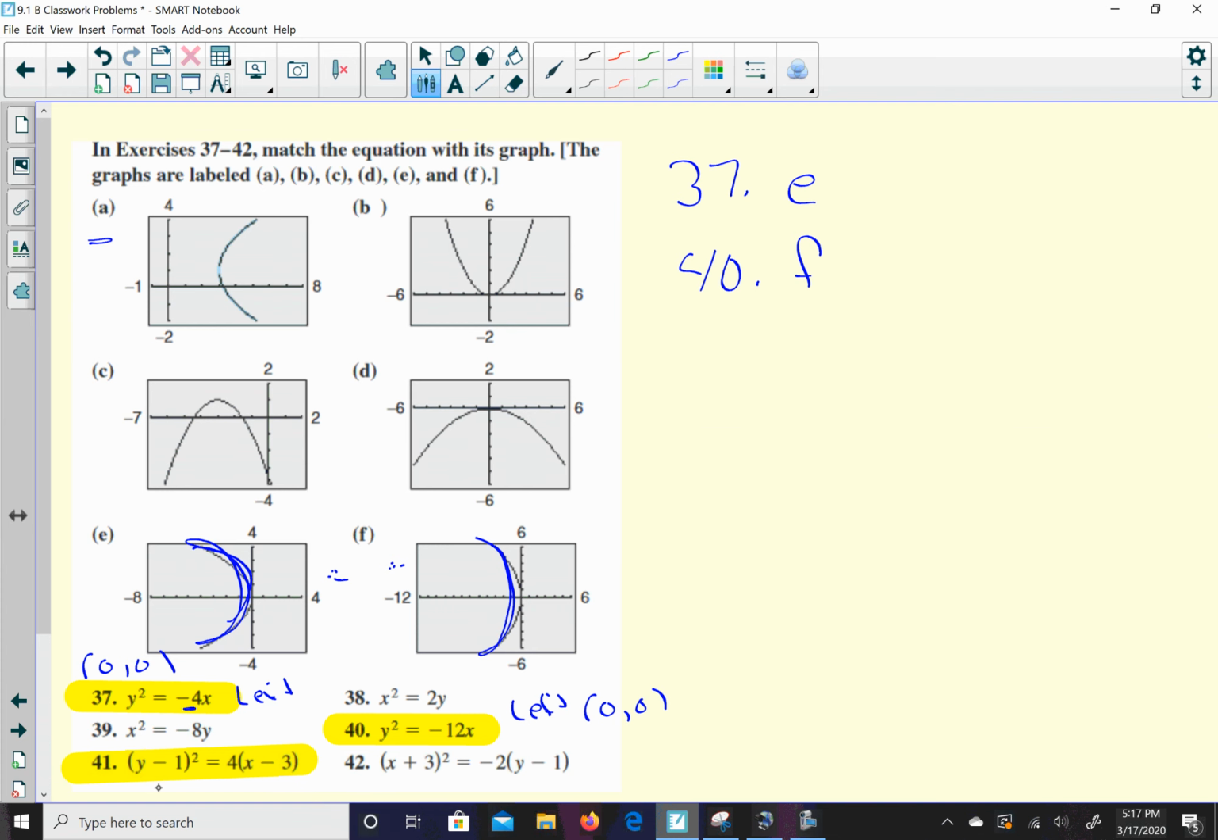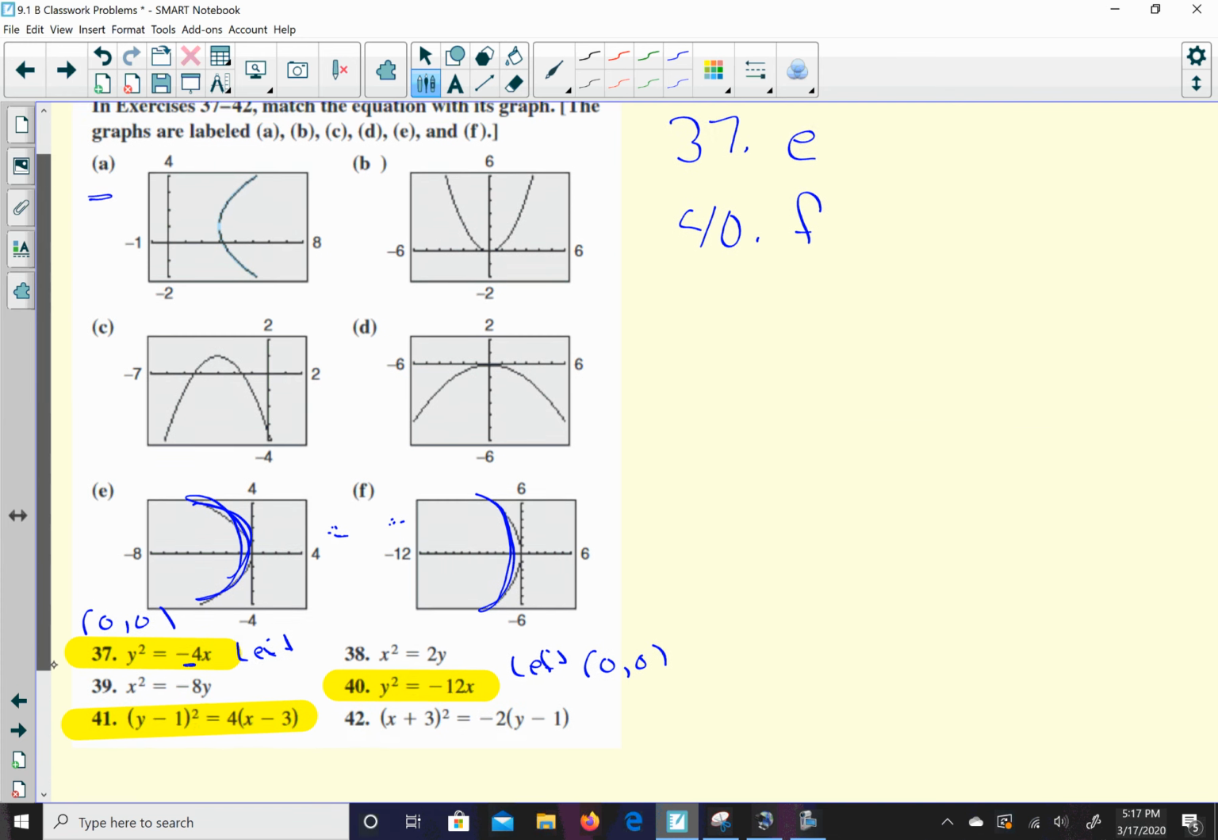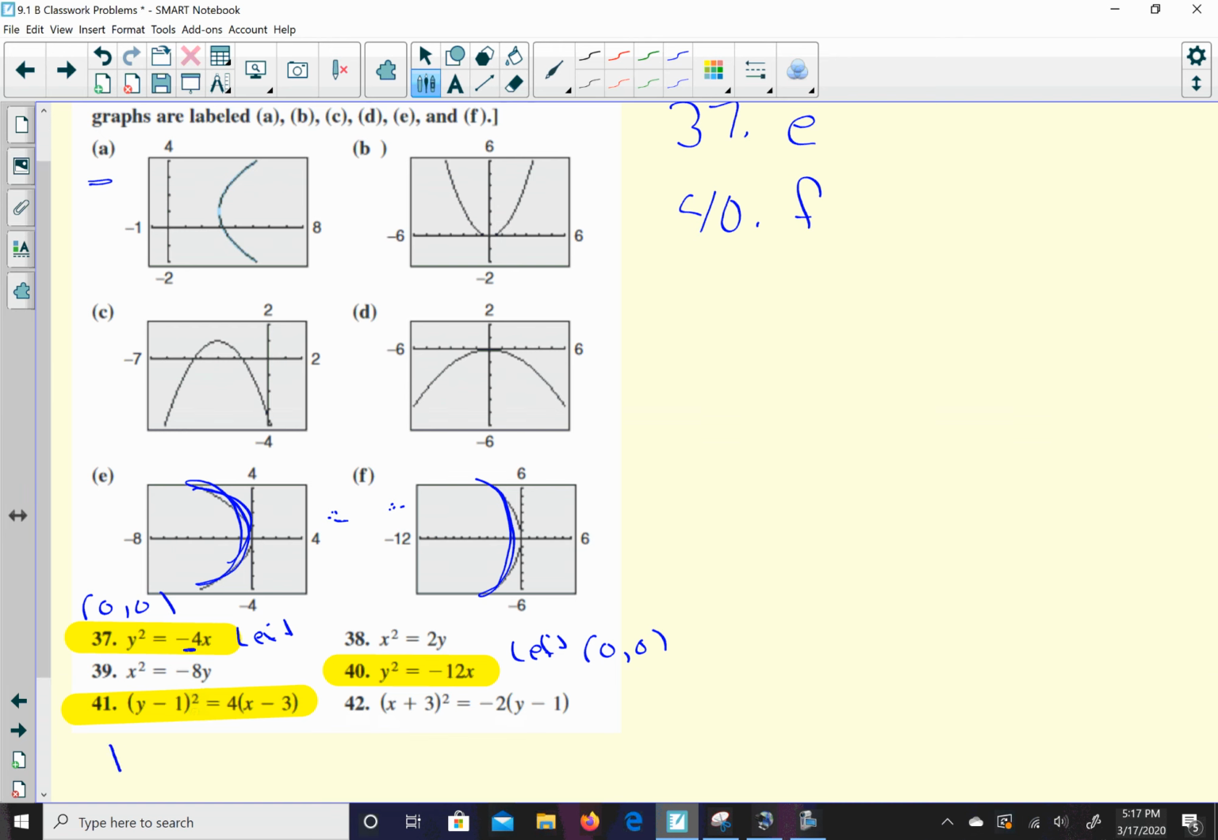But let's look at that for a second before we just jump there. I know my vertex is going to be whatever I'm subtracting from x, which is 3, and whatever I'm subtracting from y, which is 1. So my vertex is 3, 1, and this appears to be 3, 1. And I know since it's positive, it's going to open to the right. So 41 is, in fact, going to be the letter A.